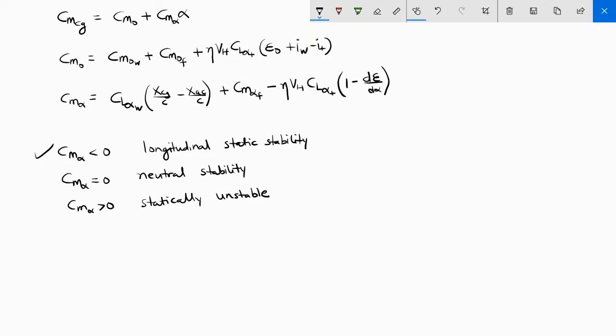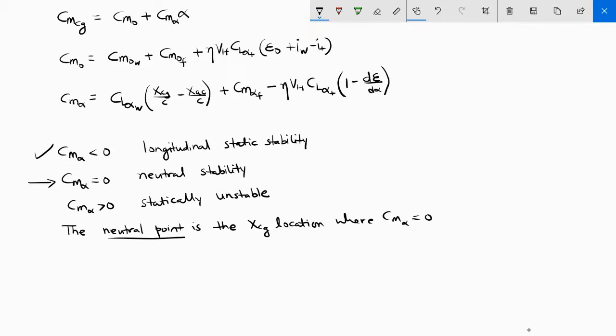So to find that, we need to determine the value of xCg which will make Cm alpha equal to 0, and that value of xCg which makes Cm alpha equal to 0 is known as the neutral point. So the neutral point is the xCg location where Cm alpha equals 0.